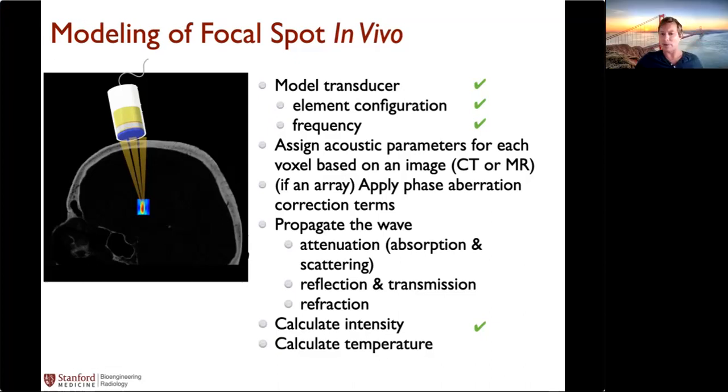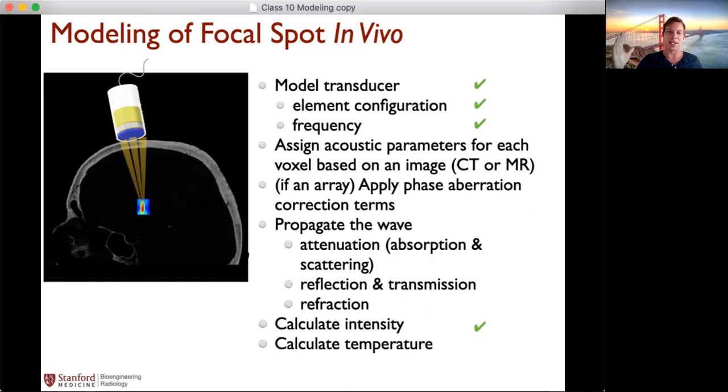And for the phase aberration correction terms, you were telling everyone that you can model a single element transducer according to Huygens principle, where there are individual wavelet generating parts. So why wouldn't you need phase aberration correction for a single element?